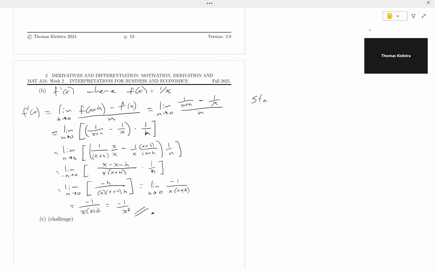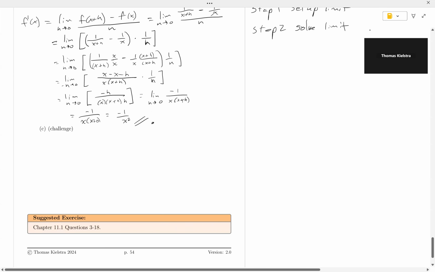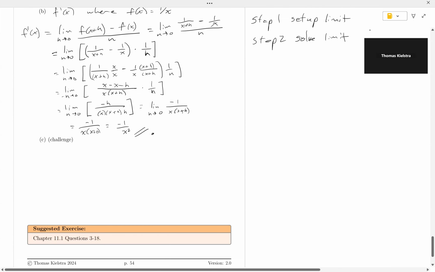Again, step 1, set up the limit. Step 2, solve the limit. In terms of the quiz next week, this is the end of the quiz. Page 54 is the end of the material for quiz 2. And to review these types of questions, I encourage you to look at chapter 1.1, questions 3 through 18.